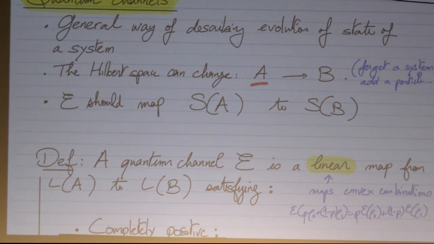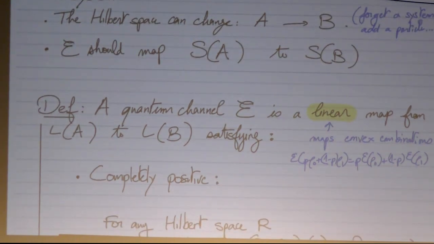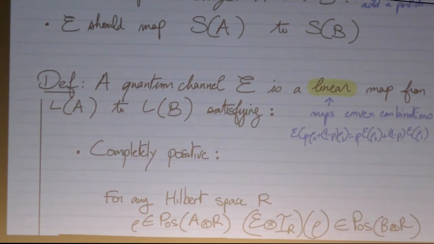So this is modeled by what we call a quantum channel. Okay, so of course, what should be the property that is satisfied by a quantum channel? It should map the set of density operators to the set of density operators on B. As you'll see, that will require a little bit more than that, and I'll discuss this in a minute. So let me first give you the definition, and then we'll comment.